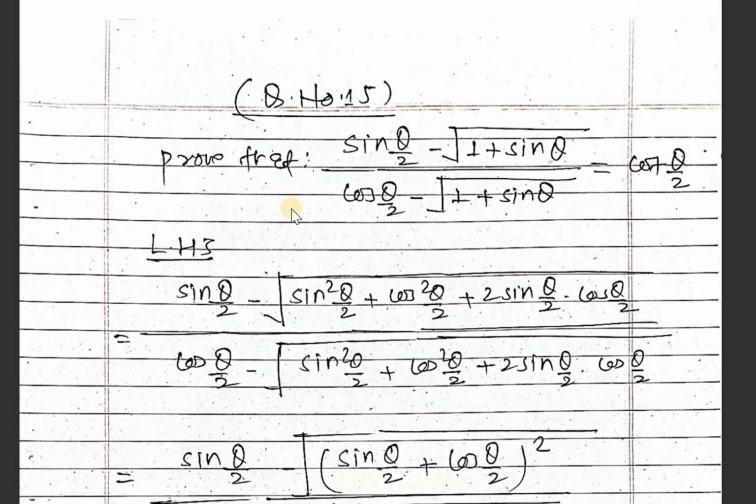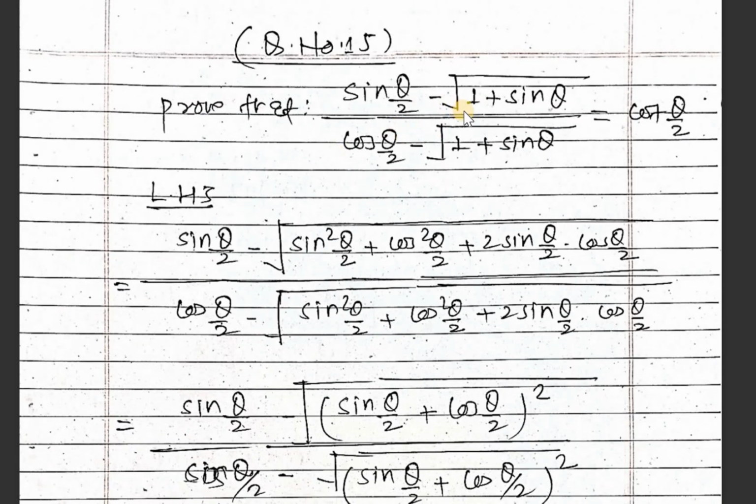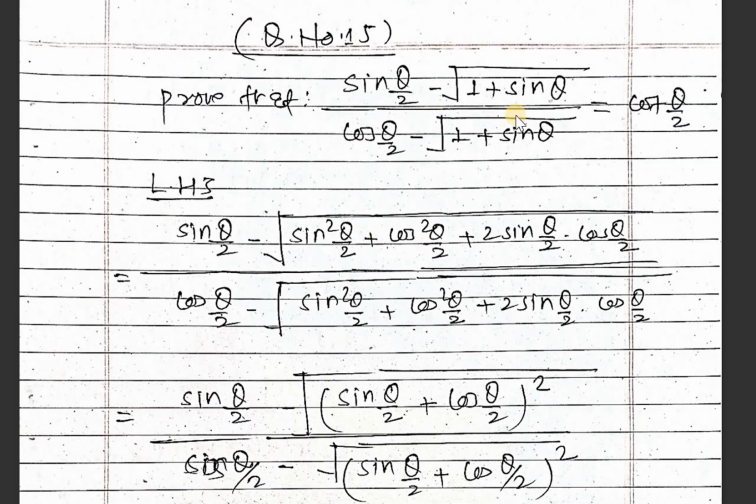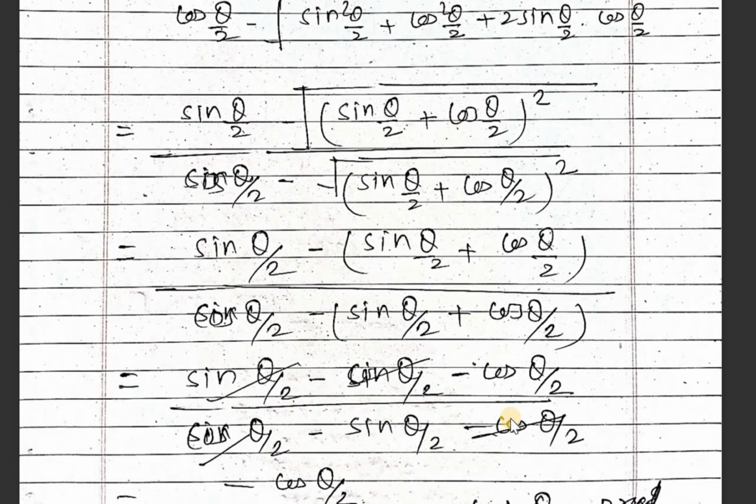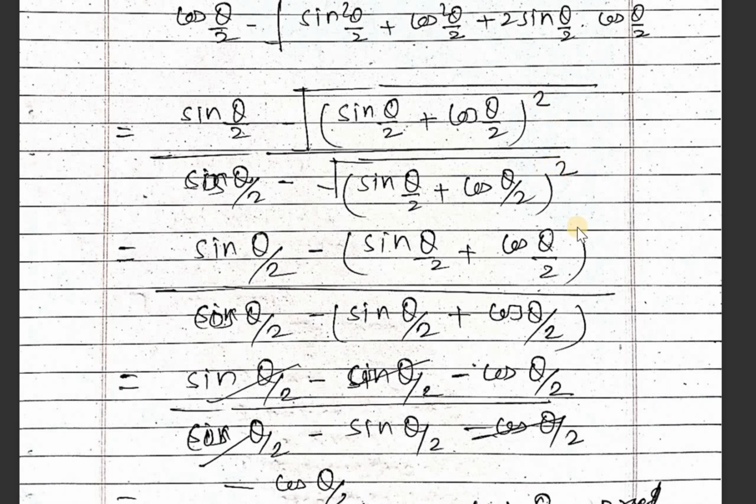And again, the next problem is, prove that (sin θ/2 − √(1 + sin θ)) / (cos θ/2 − √(1 + sin θ)) = cot θ/2. So in place of 1, we can write sin²θ/2 + cos²θ/2, in both numerator and denominator. Then we can get (sin θ/2 + cos θ/2)² and (sin θ/2 + cos θ/2)² again. So here is a square and here is also a square, so we can remove the root. Then you can get this equation.